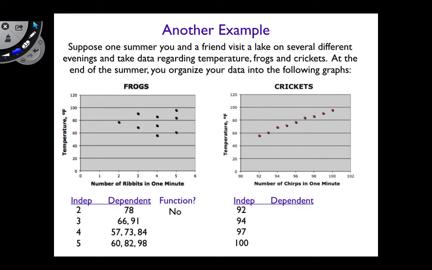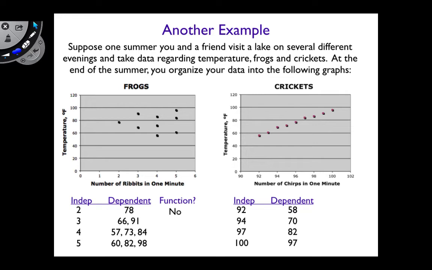But for each of these, and there's a lot more different values here, for each of these different values of chirps per minute, 92 chirps per minute in this graph is right here. It corresponds to just one temperature, looks like a little bit less than 60 degrees. And there's no other instances of 92 chirps per minute, so there's no other temperatures it corresponds to. Meaning, at each number of chirps, there's specifically one temperature that corresponds with that.